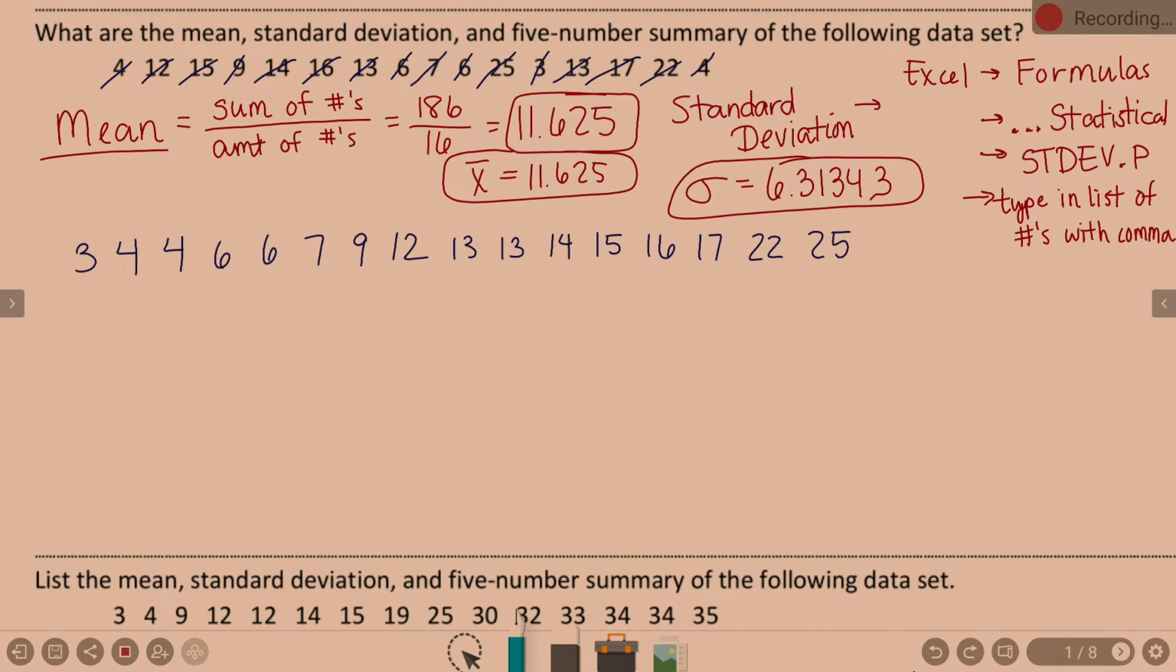Start crossing them out, meet in the middle, or I like to look at their 16 numbers. So if I count in 8 from each side, the 8th number in from each side are 12 and 13. How do I find my middle number then? 12 and a half, because? You add them both up and divide by 2.